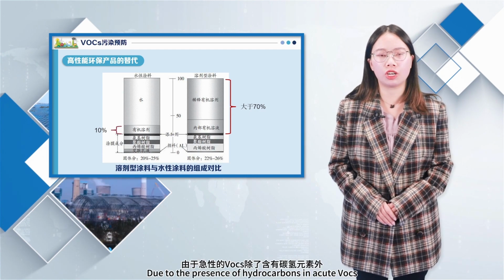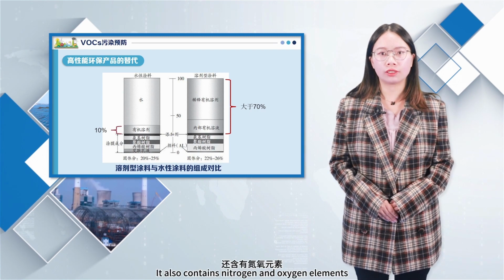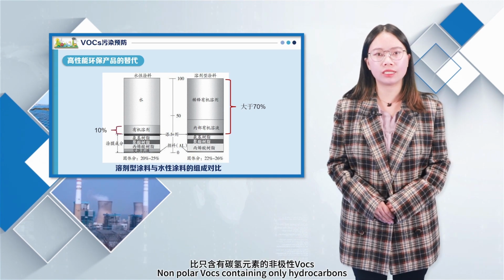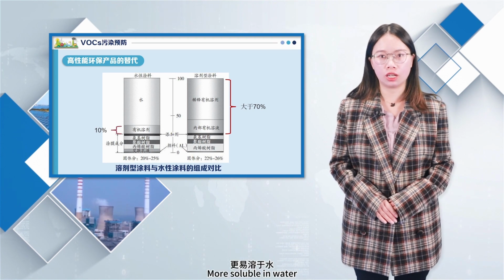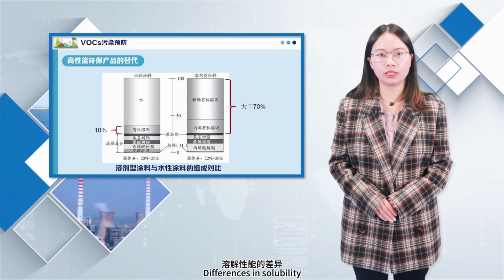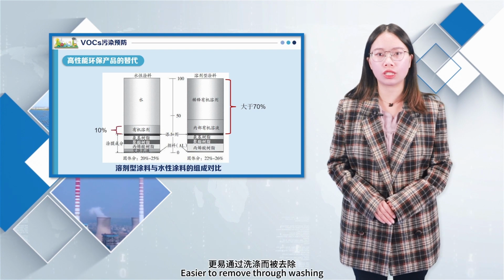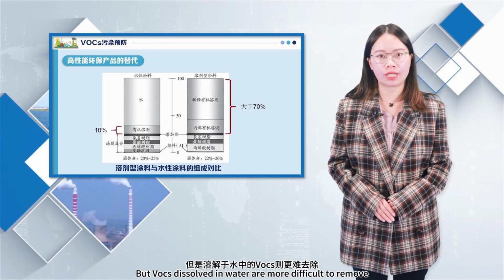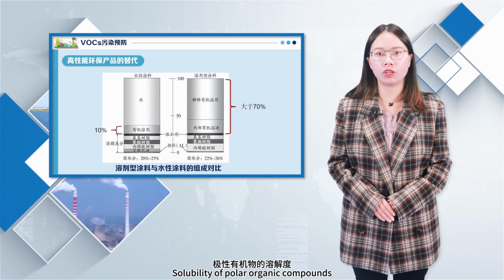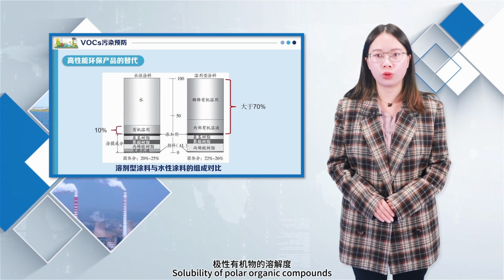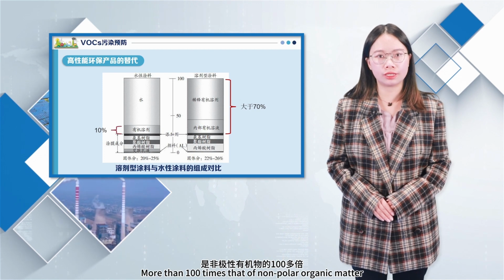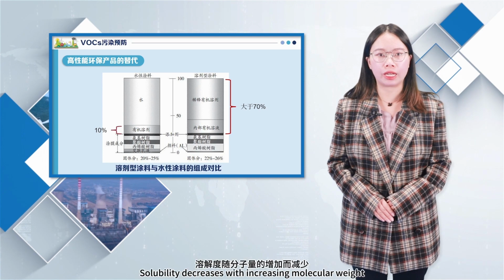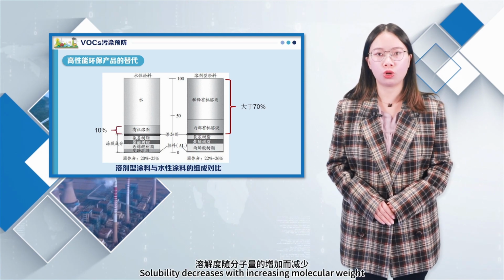Besides hydrocarbons, polar VOCs also contain nitrogen and oxygen elements. Non-polar VOCs containing only hydrocarbons are less soluble in water. Differences in solubility make polar VOCs in the gas easier to remove through washing, but VOCs dissolved in water are more difficult to remove. At the same molecular weight, the solubility of polar organic compounds is more than 100 times that of non-polar organic matter. In the same group of organic compounds, solubility decreases with increasing molecular weight.